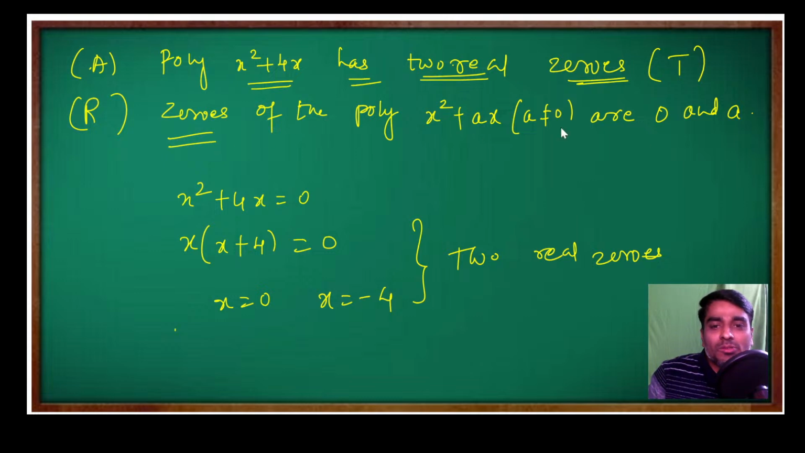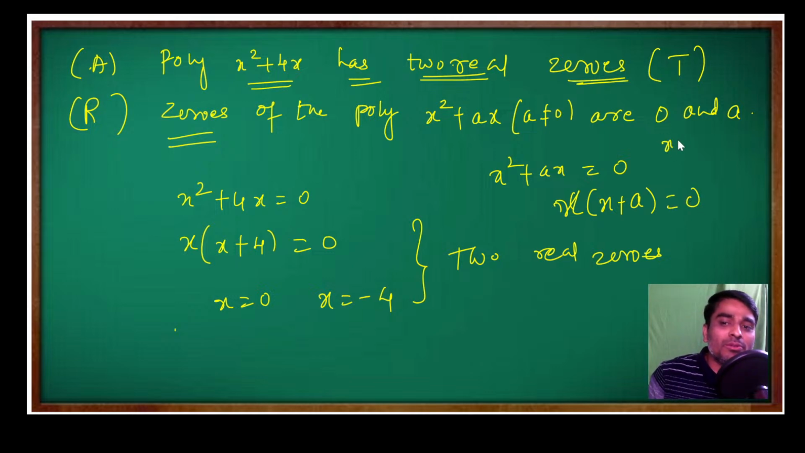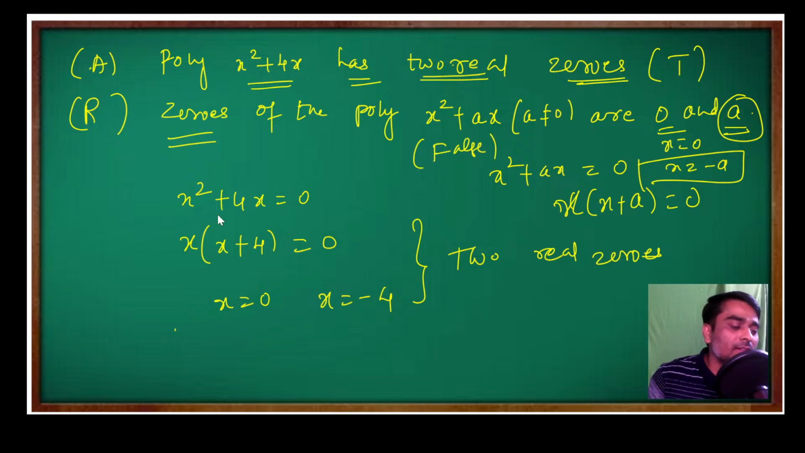R is zeros of the polynomial x square plus ax, x into x plus a equal to 0. So x equal to 0, x equal to minus a, it will come. They have given you 0 and a, not minus a. Therefore I can say this is false. So assertion is true, reason is false.